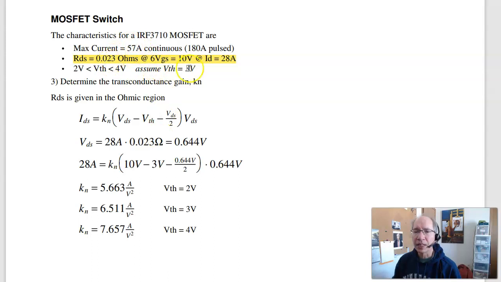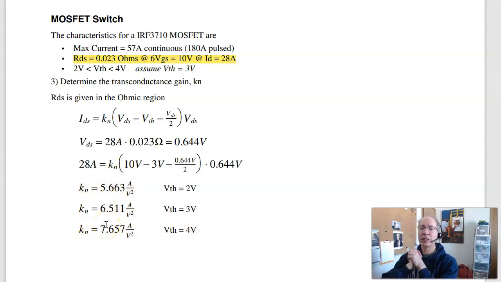VDS I can get. Voltage is I times R. I've got 28 amps at 0.023 ohms, which gives you 0.644 volts. Plug it in. I solve for K sub n, and it's going to depend upon what you use for the threshold. At 2 volts it is 5.66 amps per volt squared, 6.5, 7.6, something in this range.